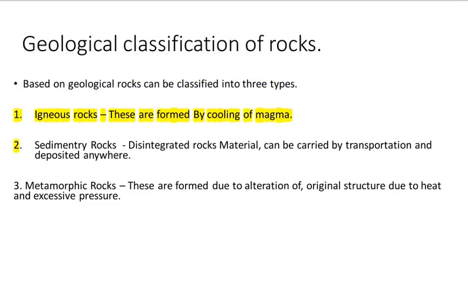1. Igneous rocks. These are formed by cooling of magma. 2. Sedimentary rocks. Disintegrated rock material can be carried by transportation and deposited anywhere. 3. Metamorphic rocks. These are formed due to alteration of the original structure due to heat and excessive pressure.